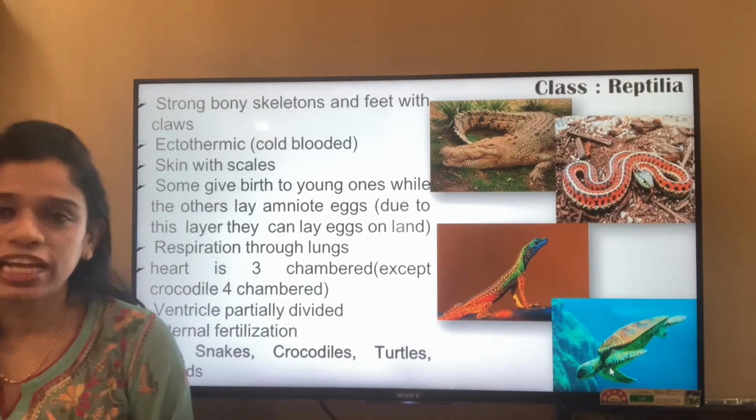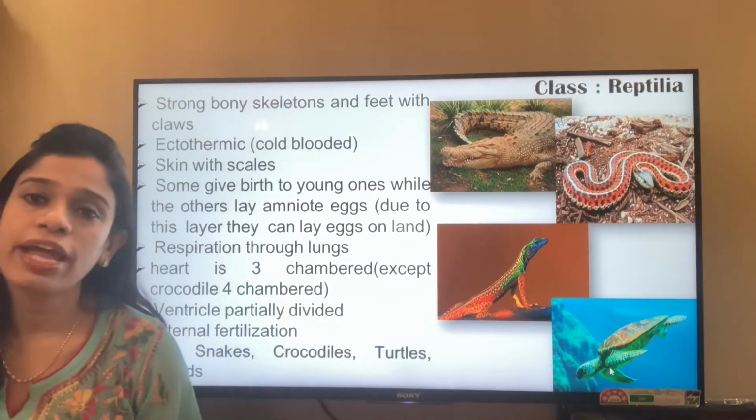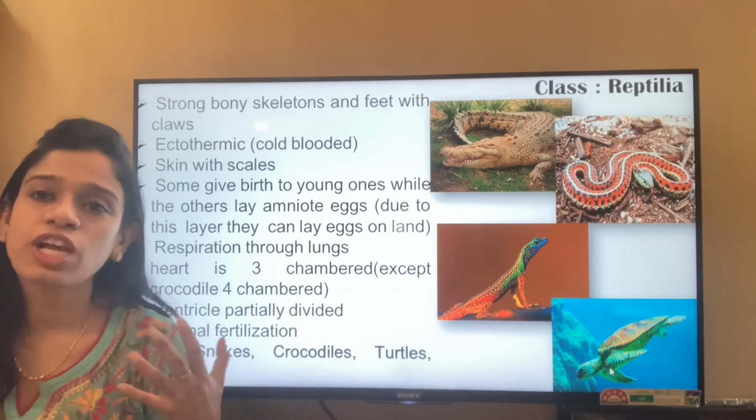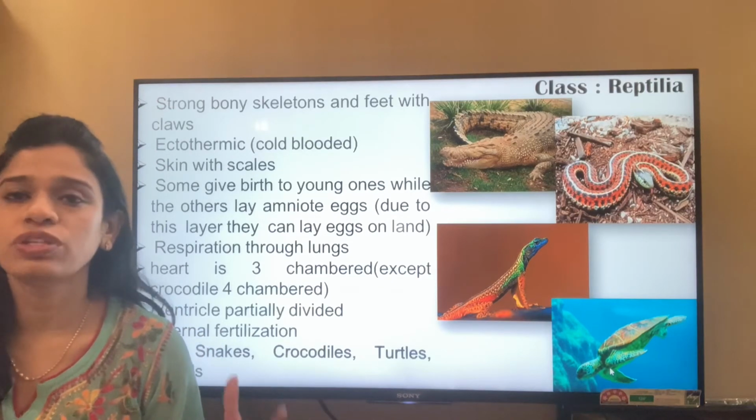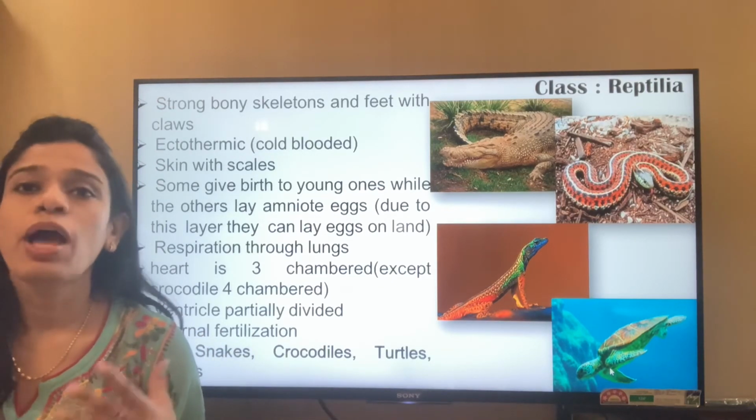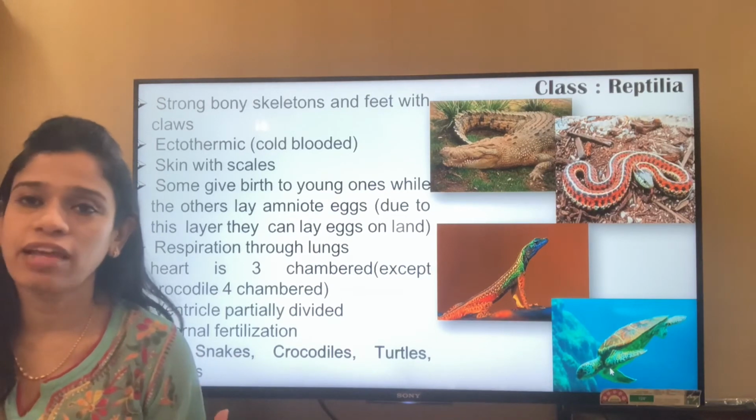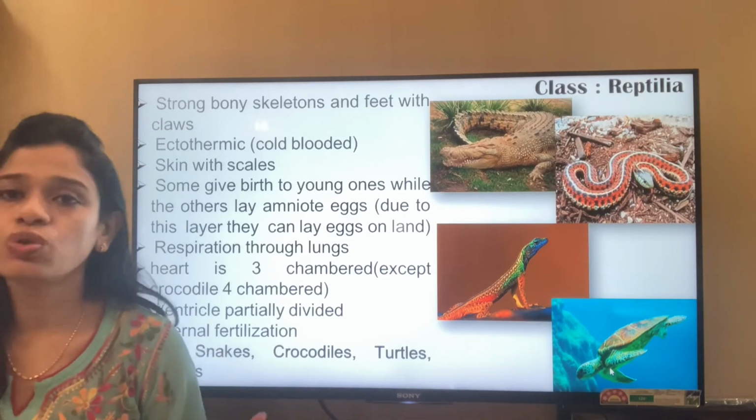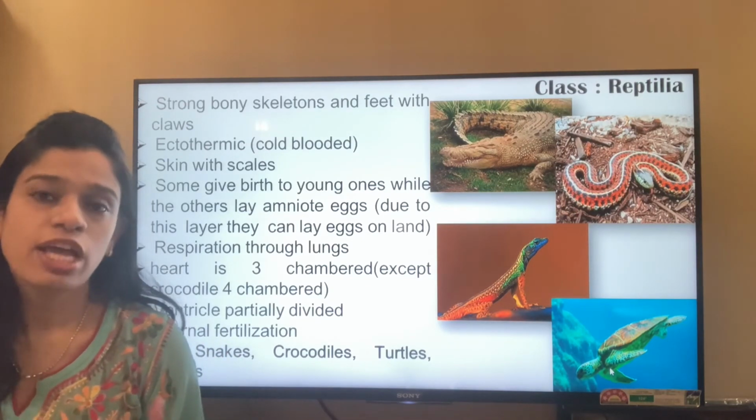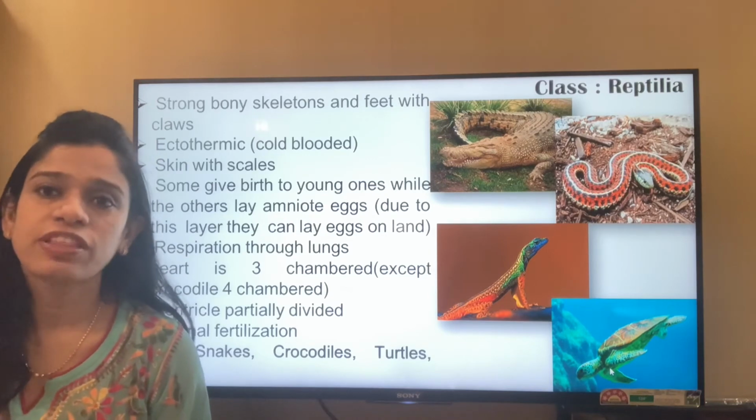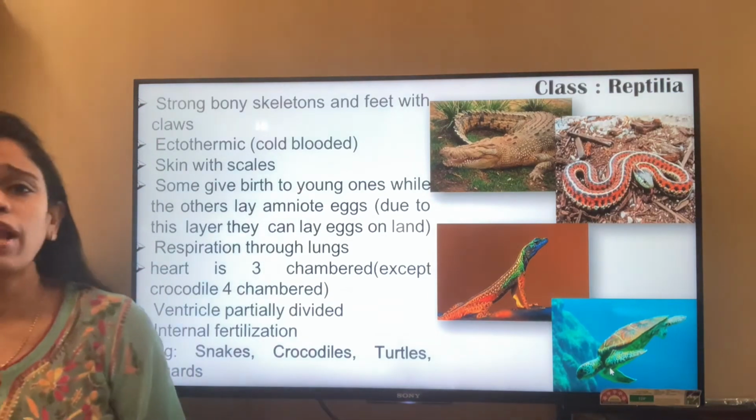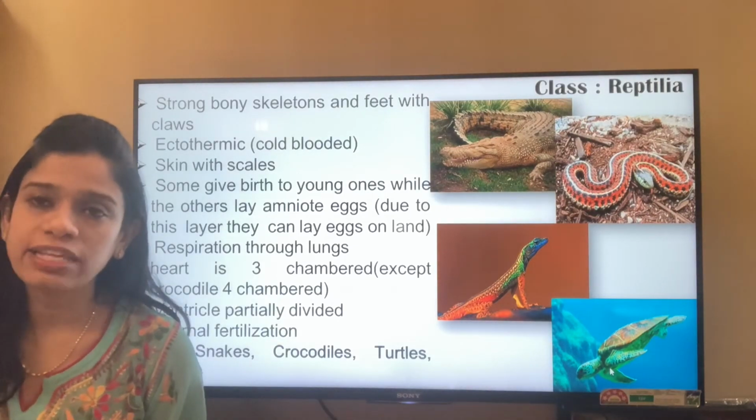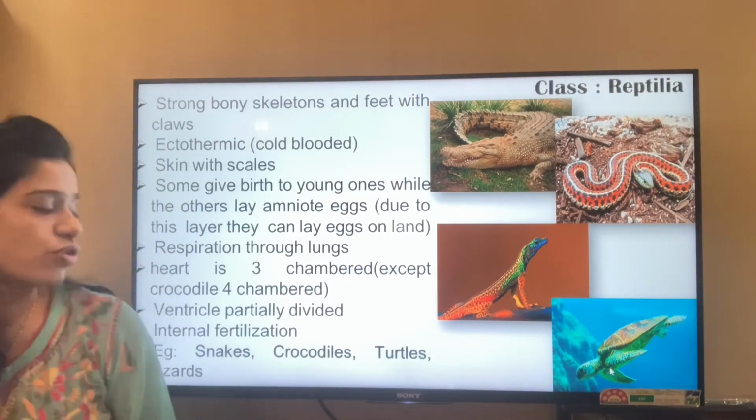The respiration takes place through lungs because they are totally terrestrial animals. Sometimes not totally terrestrial, because we see crocodiles, some are not totally terrestrial, some live a life in water, but the majority of their life cycle they have to spend on land, because they have lungs. They do not have gills for breathing in water. So most of the part of their life they spend on land. And all of them, like that of the amphibians, have a 3-chambered heart, except for crocodile, which has a 4-chambered heart.